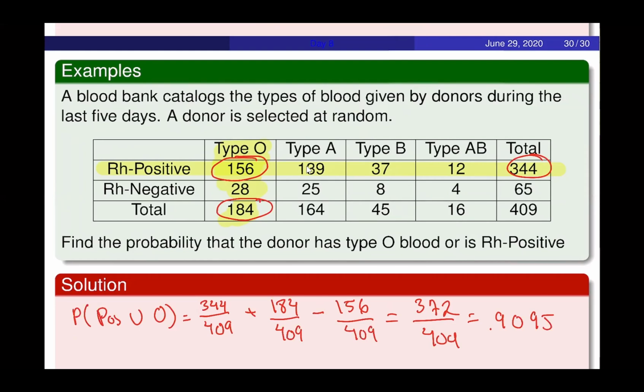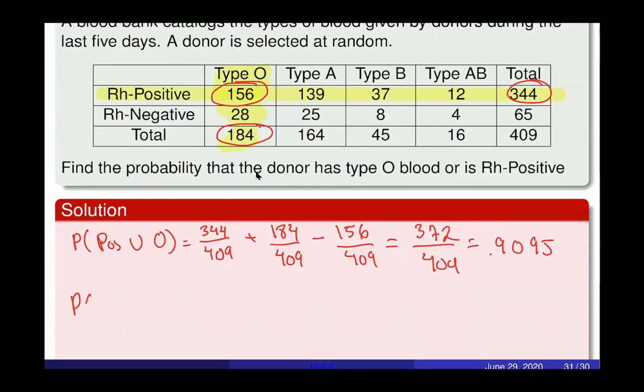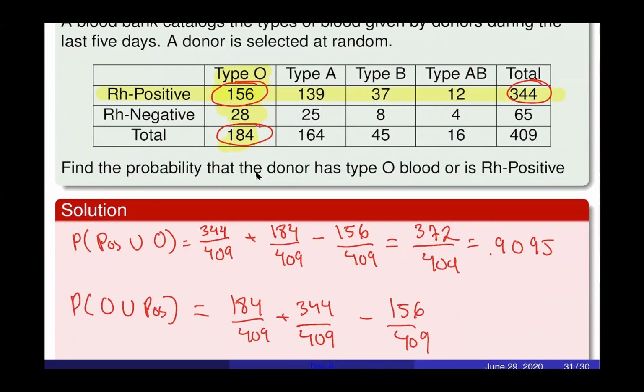Yeah, I'm actually confused. Okay, what are you confused with? How do you know how to place the positive and the type O blood, like in the beginning of the problem? How do you know which goes first? For that one, it really doesn't matter. You could have placed it like this, and then you go 184 over 409 plus 344 over 409, and then minus 156 over 409, and you'll still get the same answer.